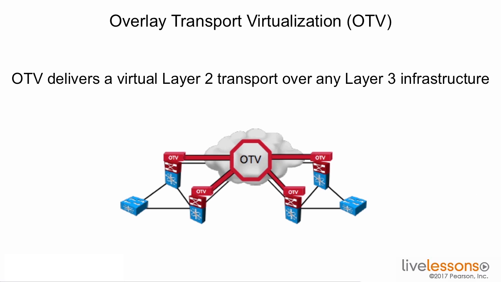One of the technologies that we will be talking about for data center interconnect in this course is Overlay Transport Virtualization. OTV is a feature that is provided by the Nexus and ASR product lines and delivers a virtual Layer 2 transport over any Layer 3 infrastructure, and does so in a way that is efficient, optimized, and reduces fate sharing.